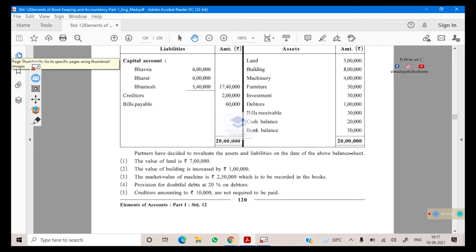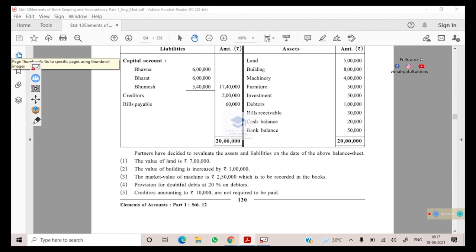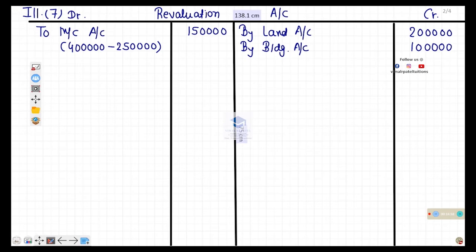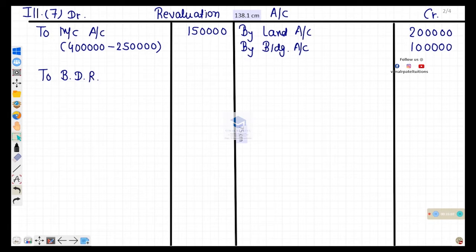Provision for doubtful debt at 20% on debtors. So debtors 1 lakh, on that you have to provide 20% BDR. This is the new BDR given in the adjustment. If old BDR was given in the balance sheet, it would have been subtracted from the new one, and the final figure will appear in the outer column.